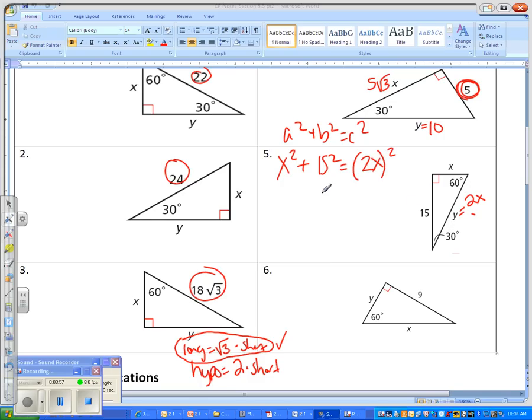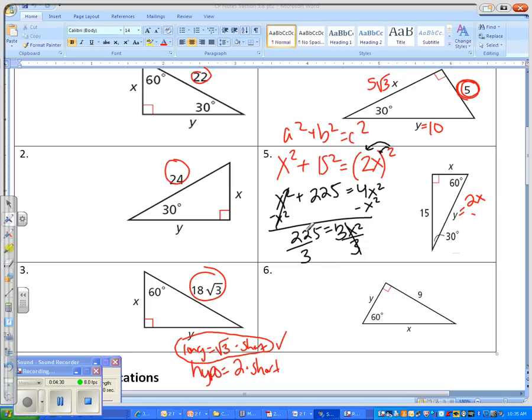So 15 squared is, that's not it, 225. And x squared we can't do anything with yet. And then 2x squared, 2 squared is 4, and then x squared is x squared. Okay, so now we have an x squared here, we have an x squared here. I'm going to subtract and bring it over. Now I have 225 equals 3x squared. And then I'm going to have to divide by 3.